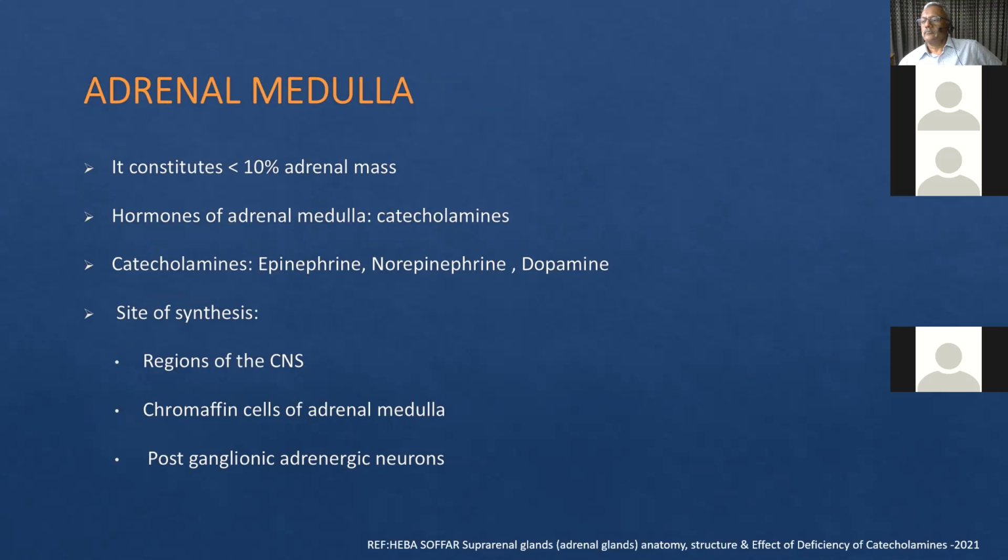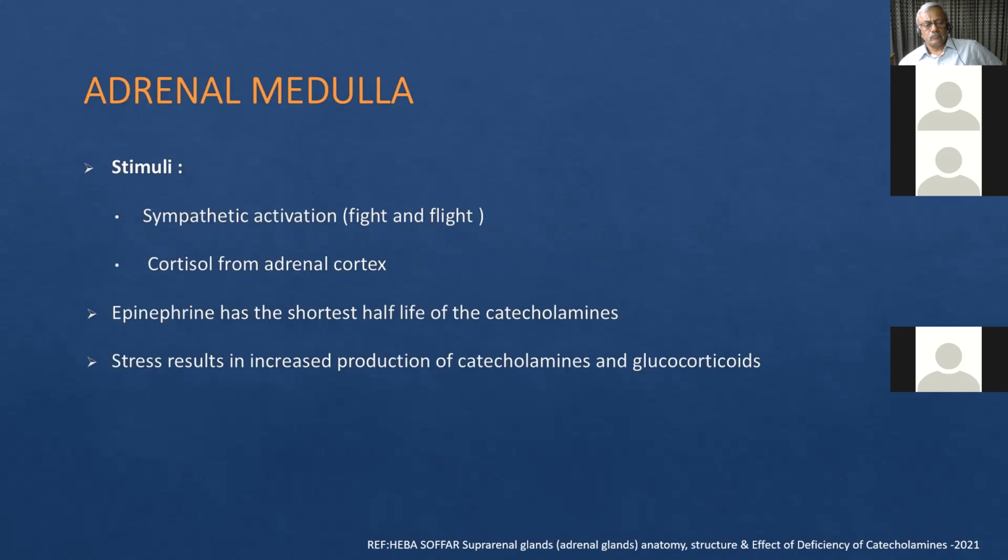Adrenal medulla constitutes about 10% of the adrenal mass, and it secretes catecholamines like epinephrine, norepinephrine, and dopamine. The other sites of synthesis of these catecholamines are regions of the central nervous system, chromaffin cells of the adrenal medulla, and postganglionic adrenergic neurons. And it is stimulated by the sympathetic activation and also cortisol from the adrenal cortex. As you mentioned earlier, basically the adrenal medulla is the postganglionic neuron of the sympathetic system. Yes, sir.